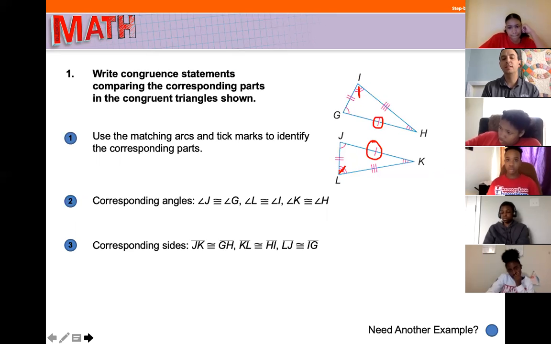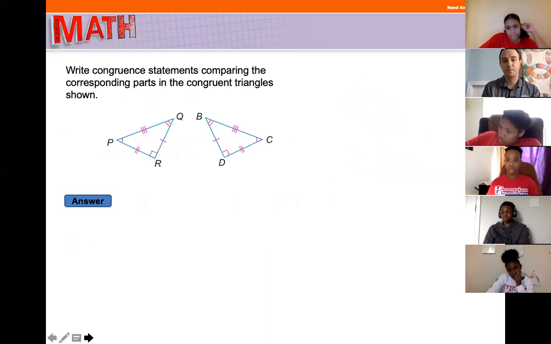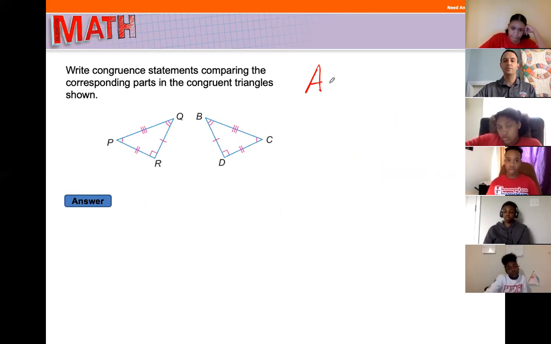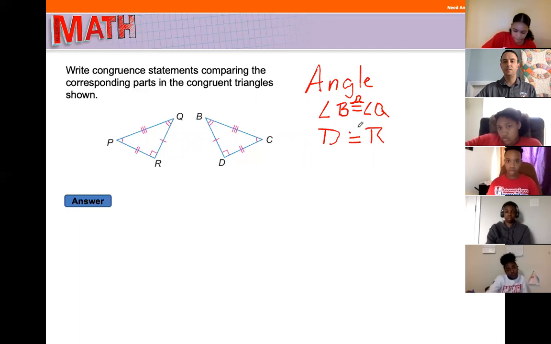Really, that's what I want you guys, now that we figured this out, what are some of the pairs that are congruent on this one? Let's start with the angles. B and Q. Okay, so that's Everett. Somebody else. D and R. R and D. Okay, D and R, and P and C. Okay.